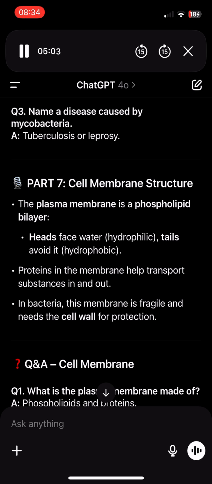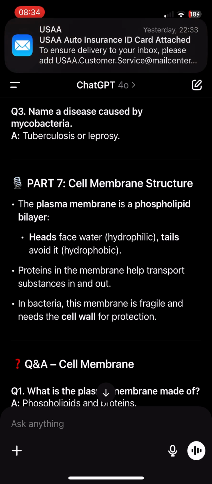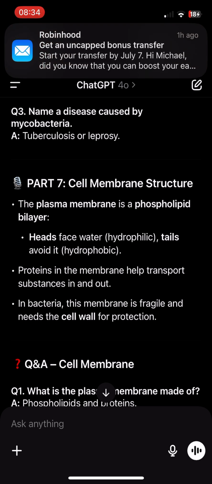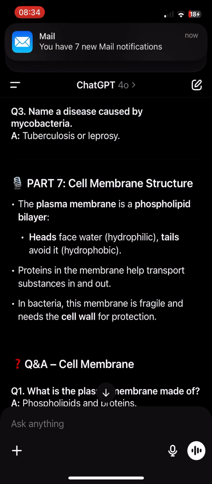Q&A. Cell membrane. Q1. What is the plasma membrane made of? A. Phospholipids and proteins. Q2. Why is the cell wall important for bacteria? It protects the delicate membrane from bursting due to water pressure.